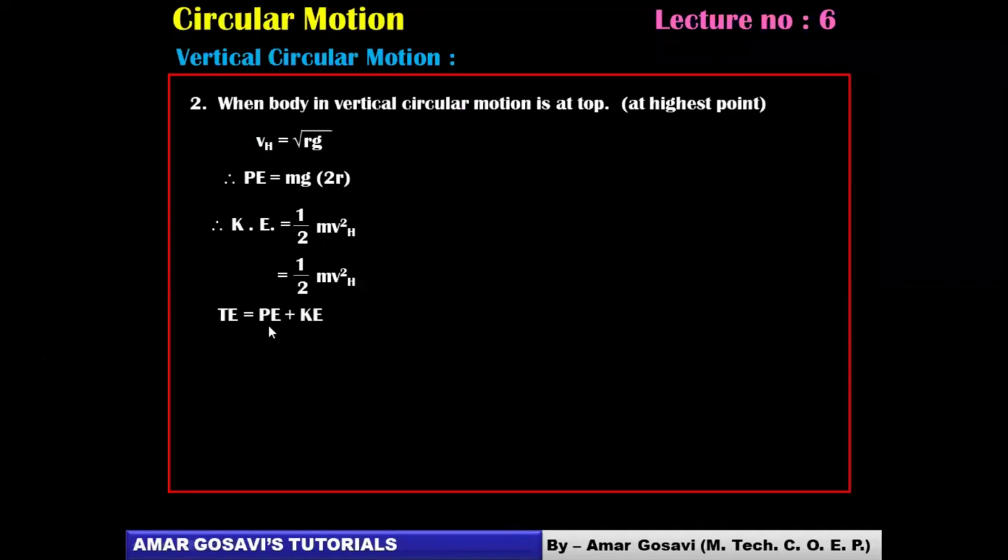So the total energy is potential plus kinetic. When you add this potential 2 mgr plus half mgr, you get 5 by 2 mgr or mrg. So you can see at the highest point also the total energy comes out to be 5 by 2 mgr. At the lowest point the total energy was 5 by 2 mgr. So please make a note of this and then we move ahead.